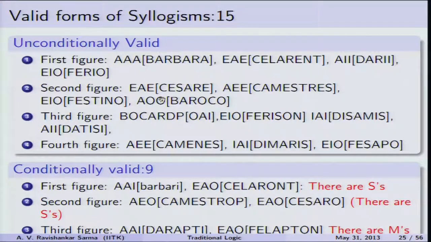Suppose they are empty, like unicorns, ghosts, dinosaurs, etc. Then Aristotelian theory fails in this particular case, because it presupposes that all the terms that you are referring to in a syllogism are non-empty.